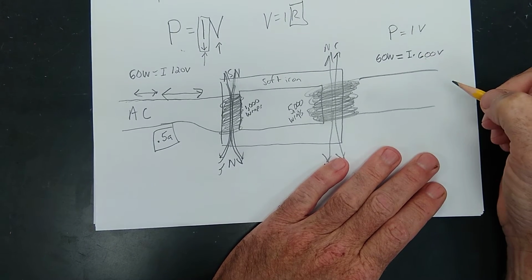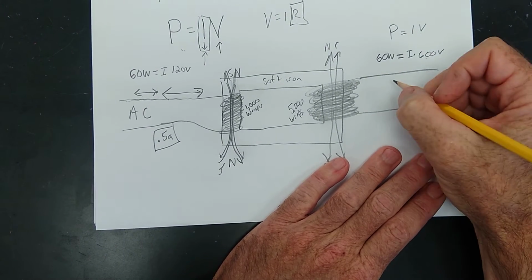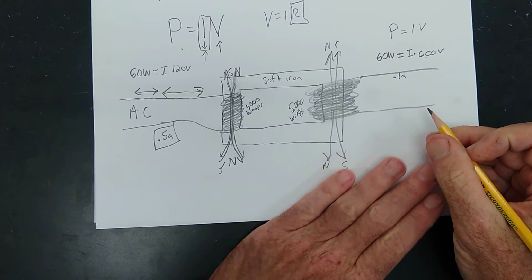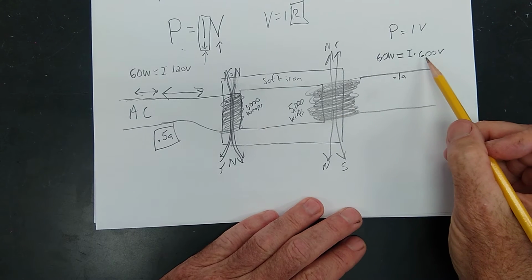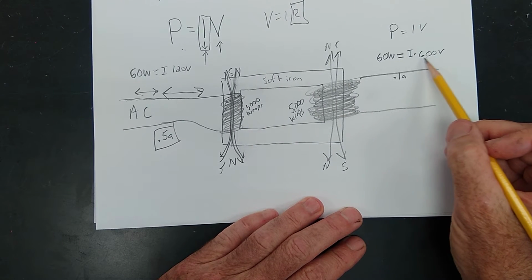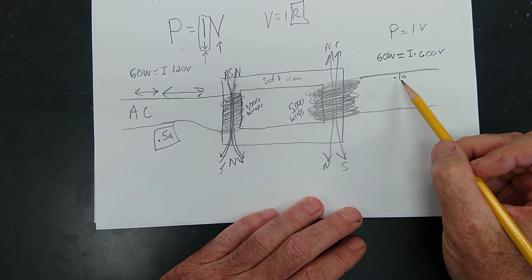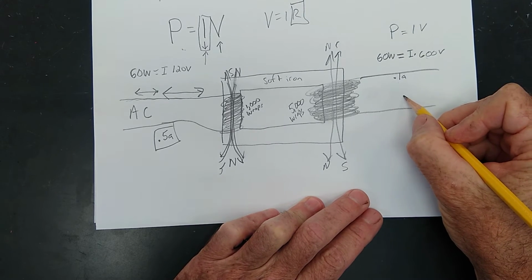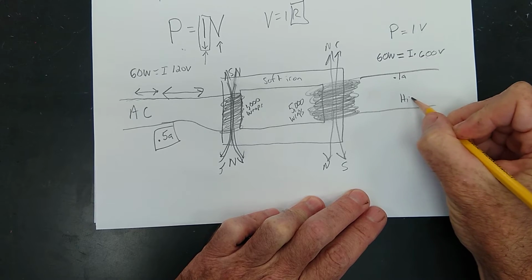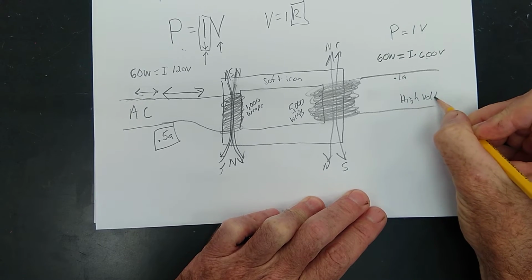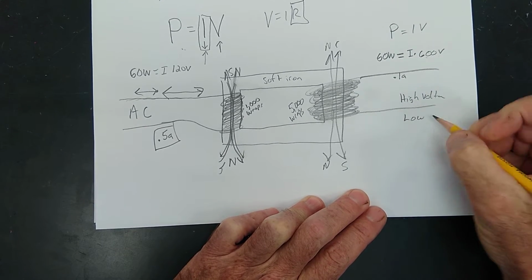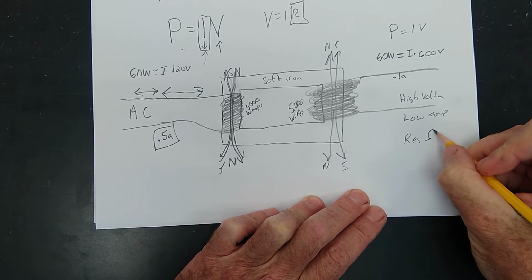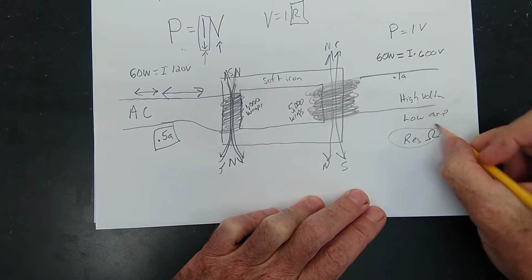What is the current on this side? The current on this side is 0.1 amps. So by making the voltage 5 times higher, we've made the amperage 5 times lower. And therefore, this side now has high voltage and low amperage, and therefore resistance, or the ohms, aren't a problem.